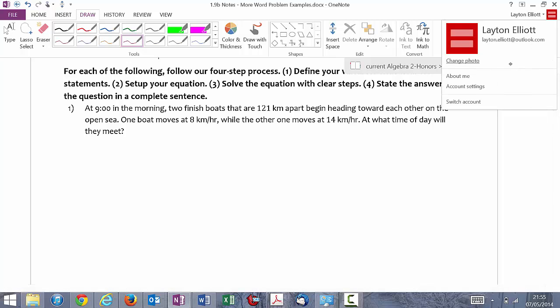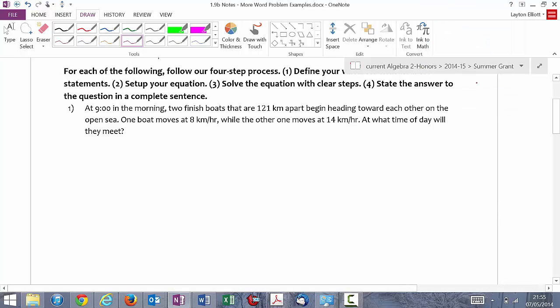These are some more problems just to see how we do things. So we have 9 o'clock in the morning, two fishing boats that are 121 kilometers apart. They start heading towards each other. This is motion in the same direction. One's rate is this, the other one's rate is this, and they want to know at what time of day. So that's a time question, number of hours.